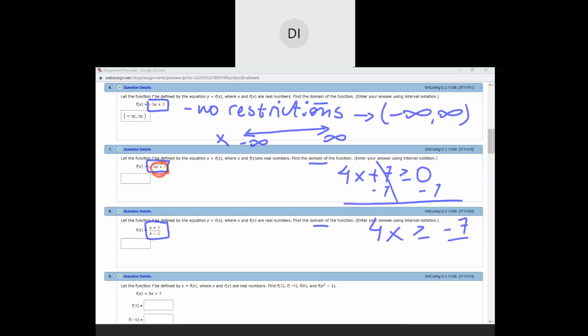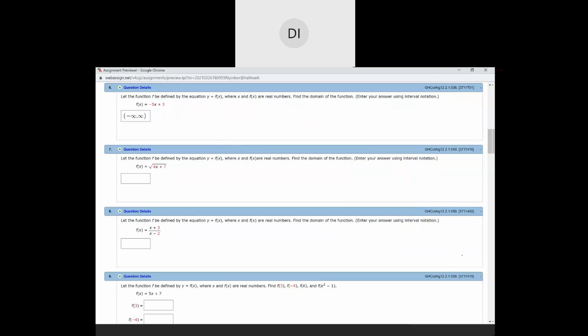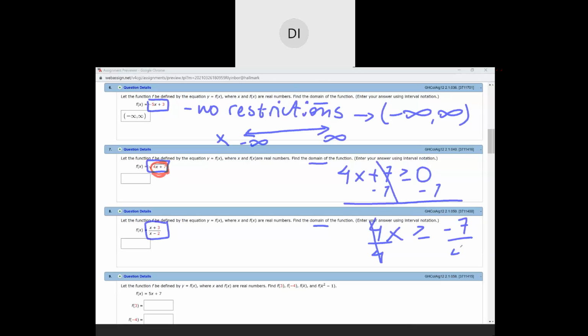And then you're going to divide both sides by 4. It's like the way you solve a linear equation. So you're going to get x by itself. Okay? So divide by 4. And this is your domain. x has to be greater or equal to negative 7 over 4.